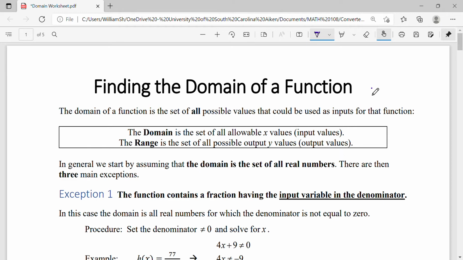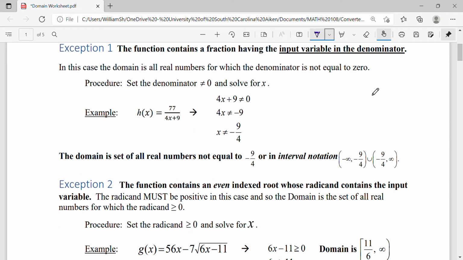The domain of a function is the set of all possible values that could be used as inputs for that function. The domain is the set of all allowable x values, which are your input values, and the range is the set of all possible output values, y values, which are obviously your output values. So in general, we start by assuming the domain is the set of all real numbers. Then there are three main exceptions. So we start out believing it's all real numbers, but we have a few exceptions we have to look at.